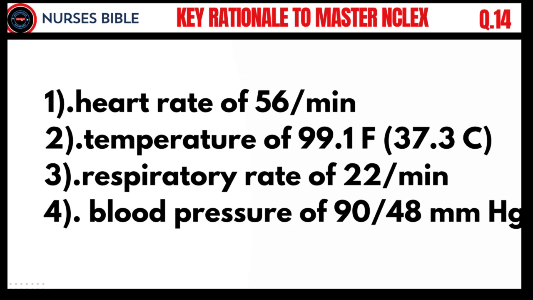And then option 4 is a blood pressure of 90/48. This is an incorrect option as well. While we do want to monitor a blood pressure for anybody receiving cardiac medications, it isn't the priority when we are giving DIG. We definitely want to look at that heart rate first.